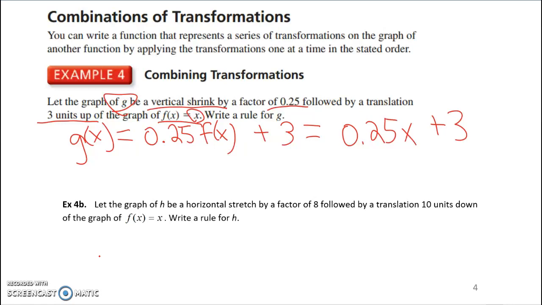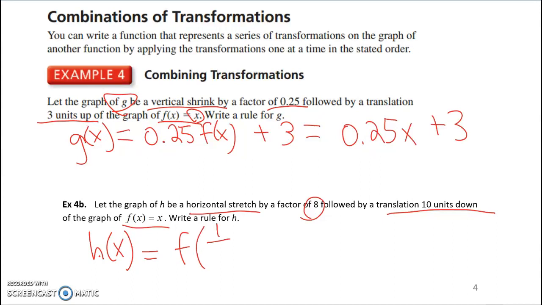For example 4b, we want h to be a horizontal stretch by a factor of 8, followed by a translation 10 units down for my function f here. So I know h of x will equal f of 1/8 x, and then 10 units down would be minus 10. So that's just 1/8 x minus 10.